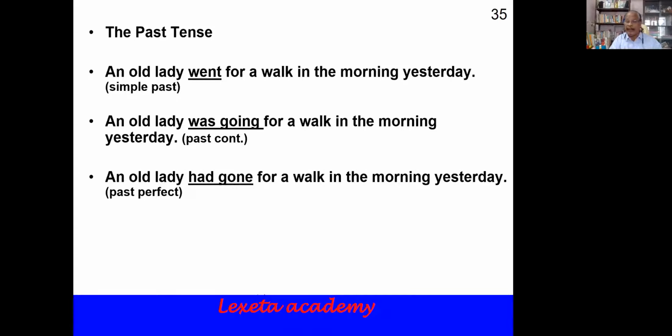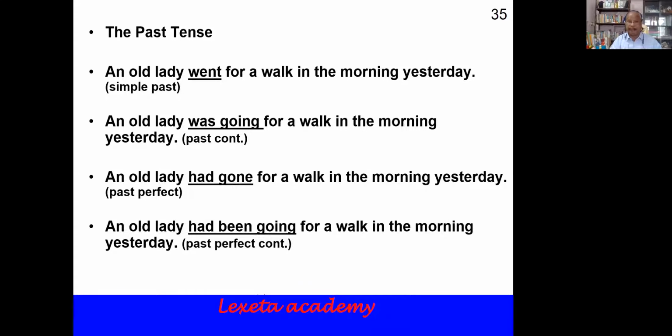An old lady had gone. Has present tense, had past tense. An old lady had gone for a walk in the morning yesterday. Adverb of time. Past perfect tense. Yesterday, adverb of time. Had gone. The 4th, an old lady had been going for a walk in the morning yesterday. Had been going.